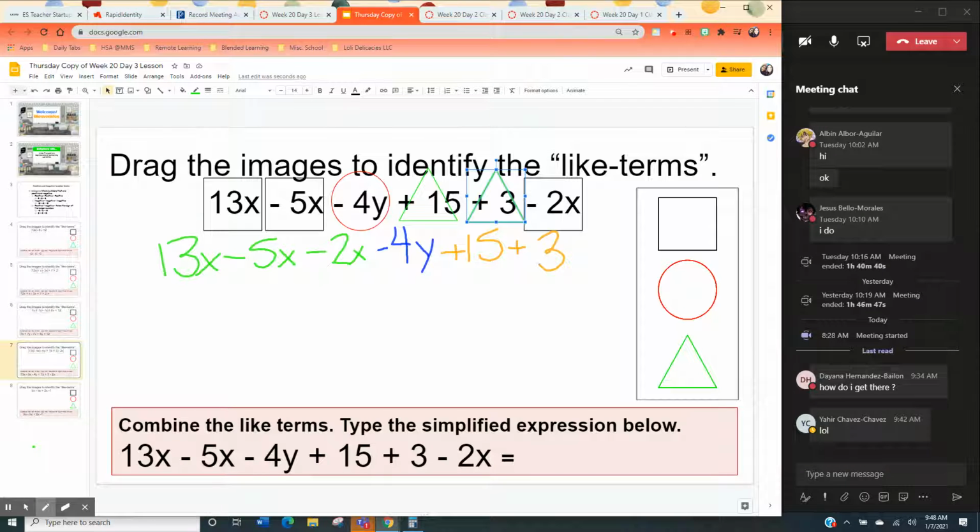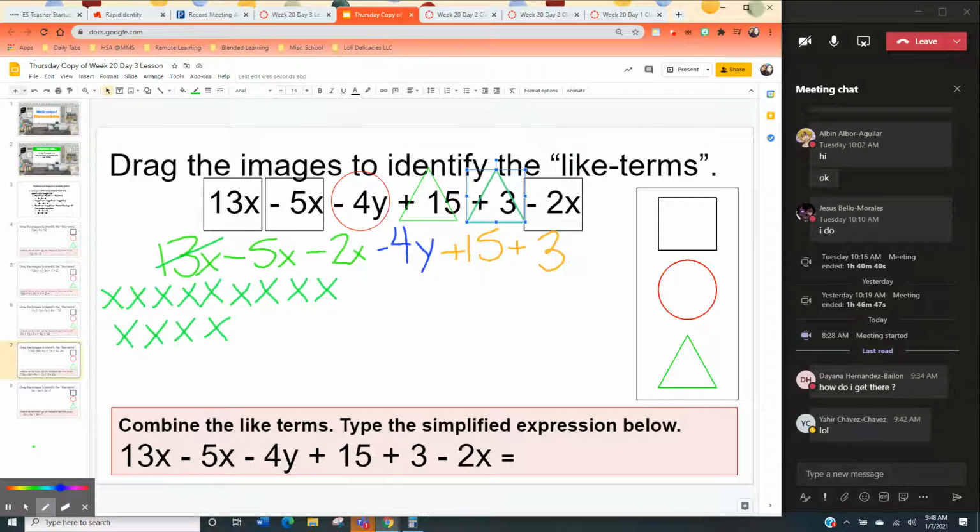So I have 13x minus 5x minus 2x. So again, I can do my shape or my x's. I have 13 x's. 1, 2, 3, 4, 5, 6, 7, 8, 9, 10, 11, 12, 13. So I did my 13x minus 5. So now I need to, what does minus 5 mean? What am I going to do when it says minus 5?